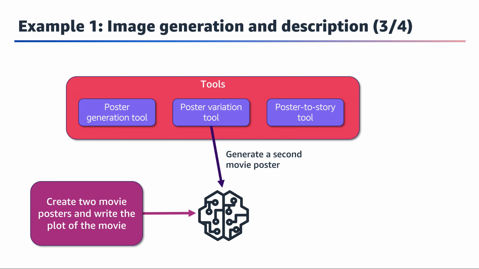In this third slide, we're seeing how the poster variation tool comes into play. After creating the initial poster, we now use this tool to generate a second, alternative movie poster. This demonstrates the versatility of the toolset and how we can create multiple creative variations. The variation tool is crucial because it allows us to explore different visual interpretations of the same concept. This helps us have diverse options to choose from and select the most effective visual representation for the movie.